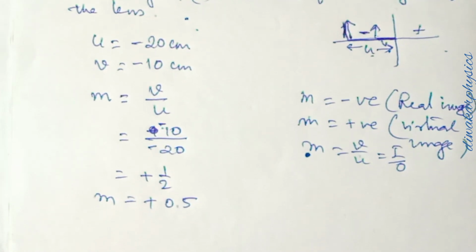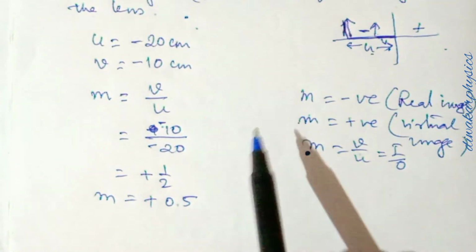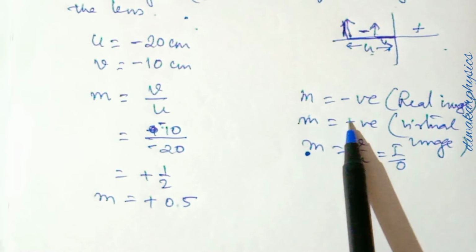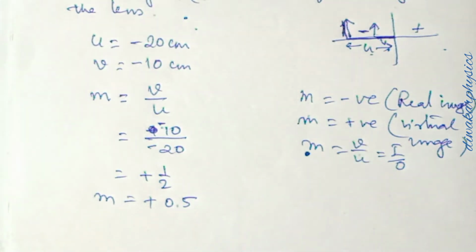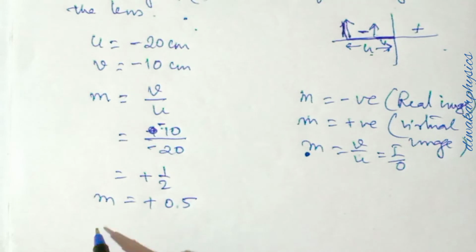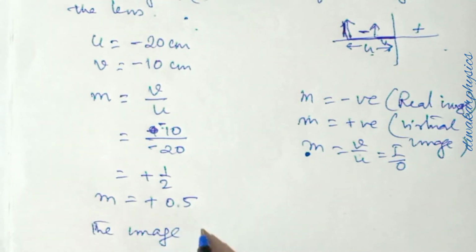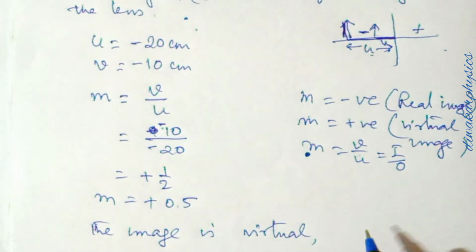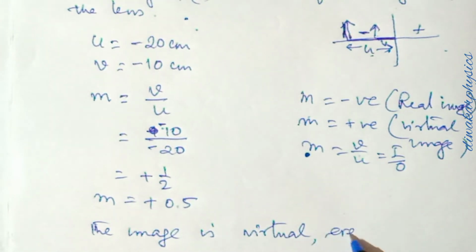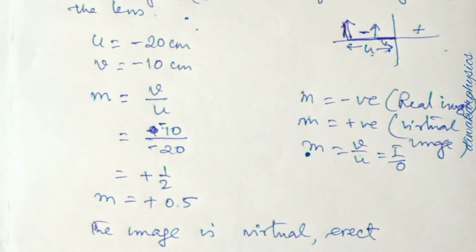Okay. So what sign have we got? Positive. Then what is the nature of the image? If it is positive, so if the image is virtual. If it is virtual, it is erect. So this is the nature of the image.